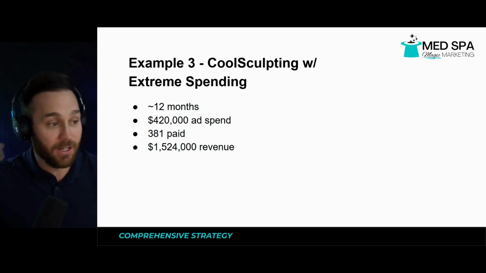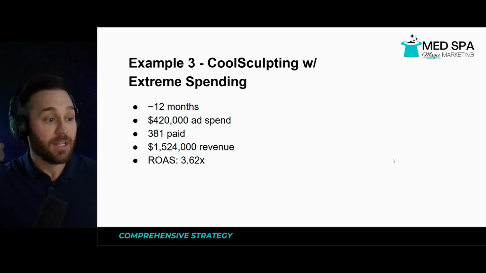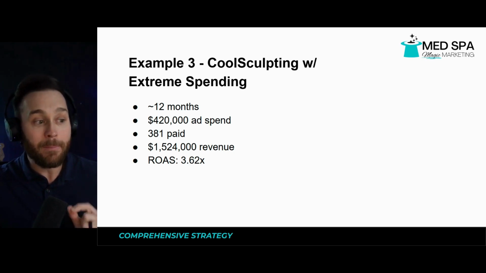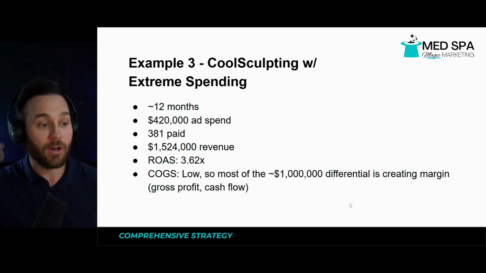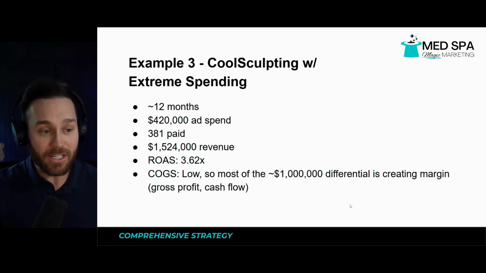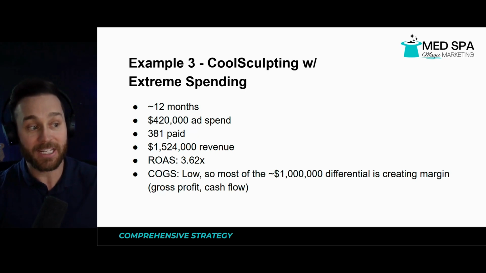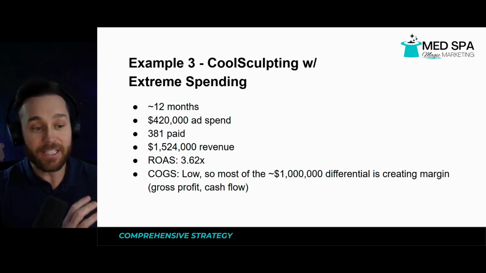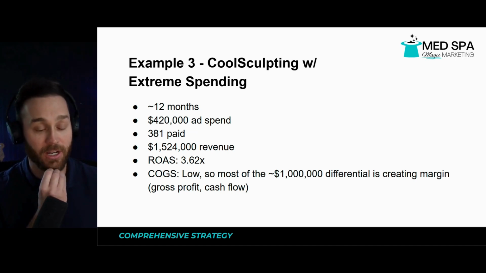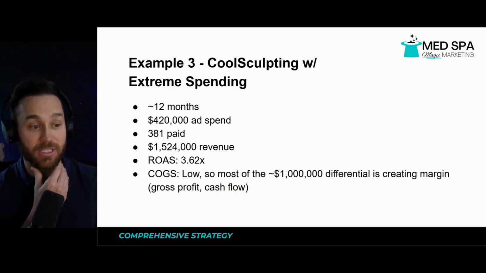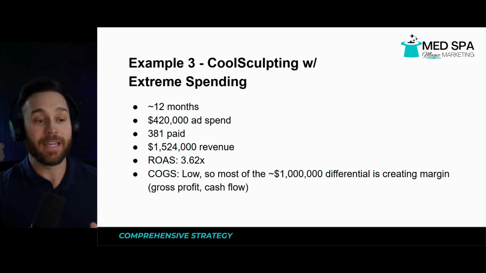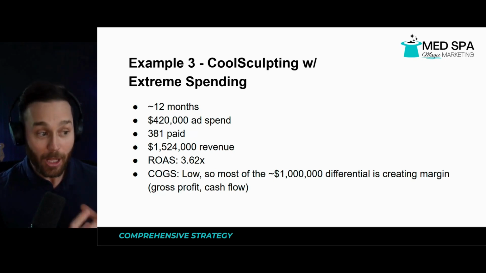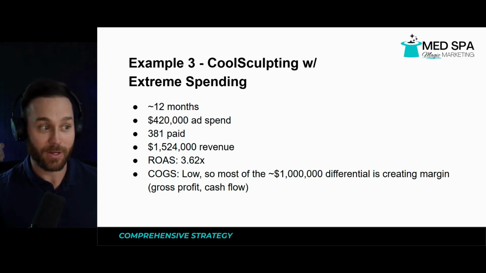With a $4,000 initial package sale, they generated roughly $1.5 million in revenue, which is a 3.6x return on ad spend, and almost $1 million in differential between the ad spend and revenue collected, with relatively low variable cost of goods and consumables associated with selling an Emsculpting package. So they created a $1 million gap there, a differential that was helping their profitability and cash flow situation by being insanely aggressive with their ad spend.